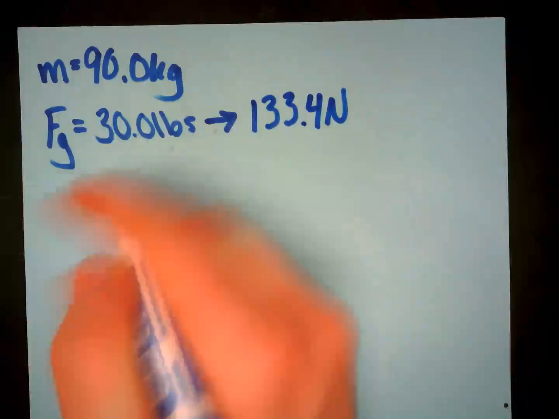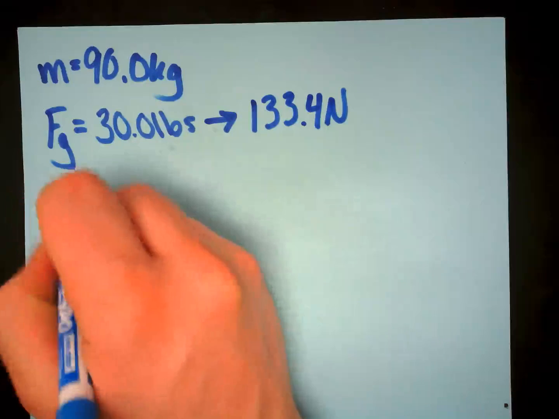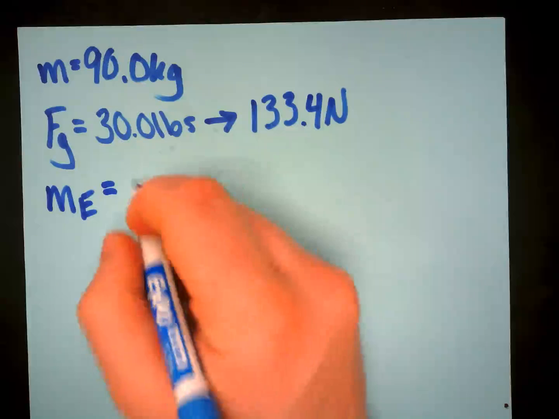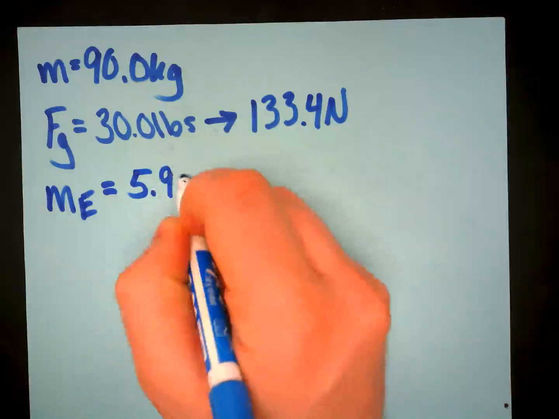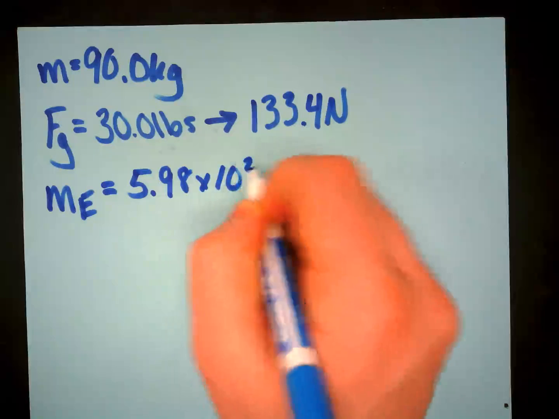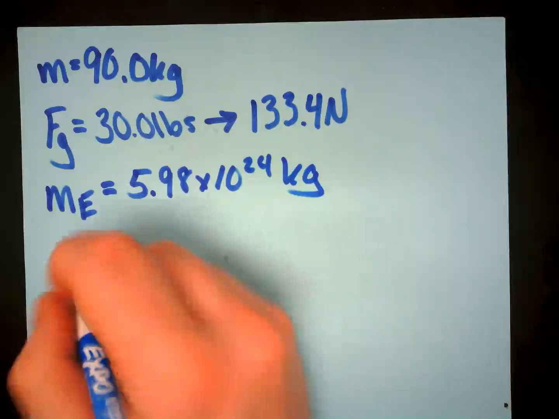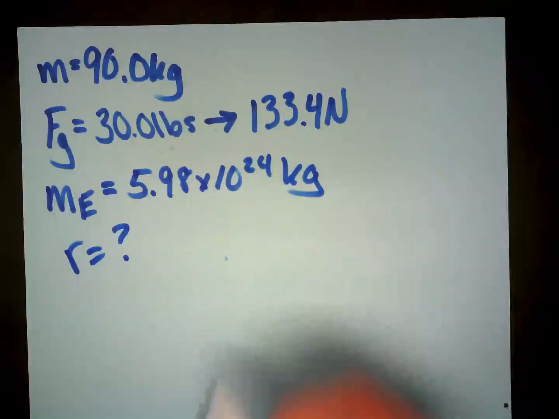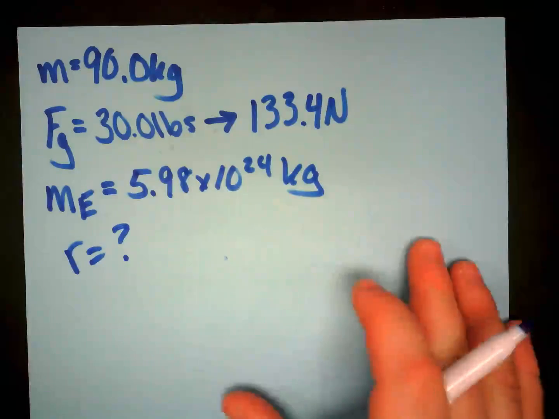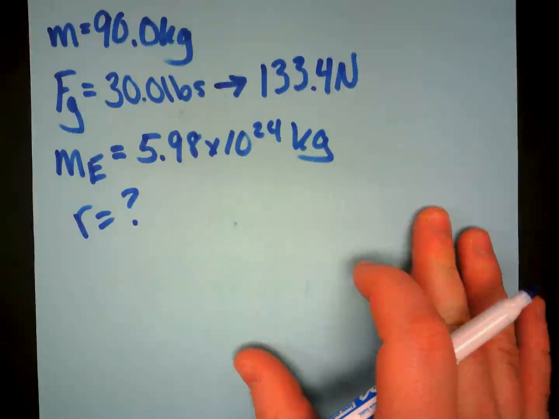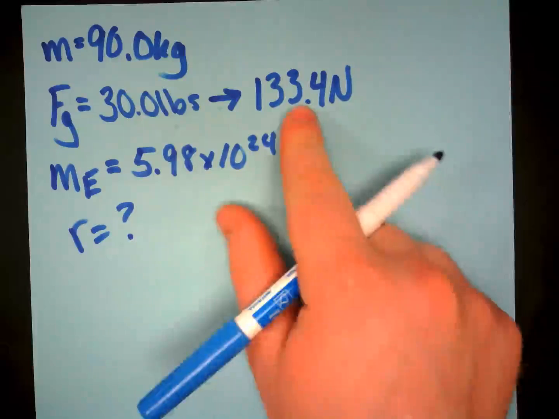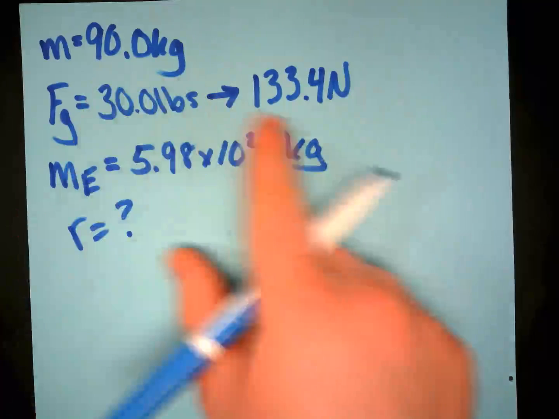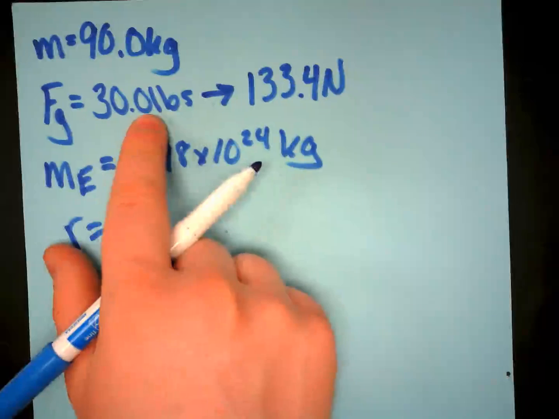Okay. We're also using Earth. So the mass of Earth here, we do have that at the top: 5.98 times 10 to the 24th kilograms. We're trying to find out what R is. How far apart are they from one another? So the first thing we need to do is establish how it is that a guy that has 90 kilograms only weighs 30 pounds.